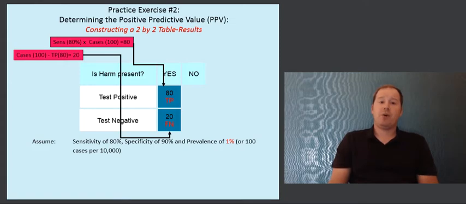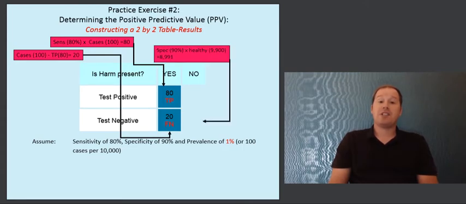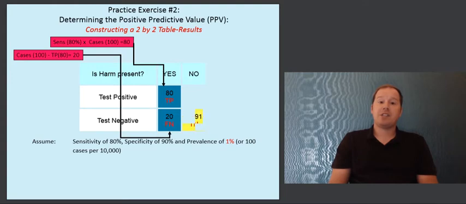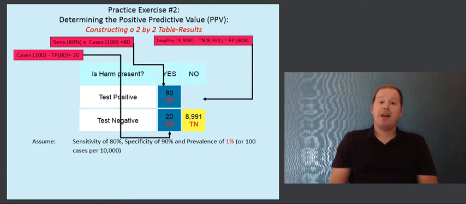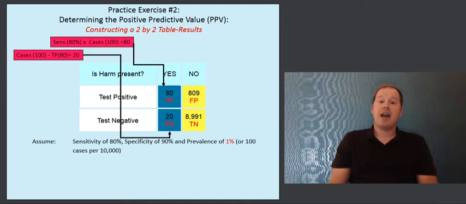Let's do the following for the opposite side of the chart, where the harm is not present. The number of negative tests is going to be the specificity, 90%, times the healthy population, 9,900. Remember, there's 100 who have the condition out of 10,000. That means 9,900 do not. That gives us 8,991 true negatives. And we can subtract that number of true negatives from 9,900 and get the number of false positives, 809. So that's what we're left with here.